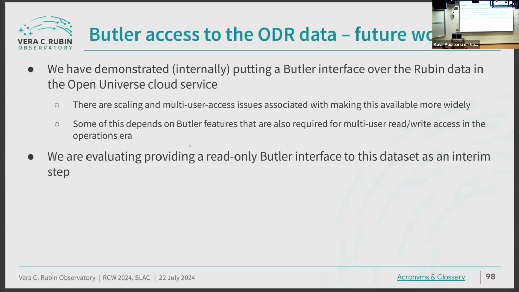And then I just want to make a little advertisement for some future work. Right now, the data are available just through the S3 interface and through HTTPS URLs, because it's in the open data repository. You don't need to use the S3 API. You can use HTTP to get access to the files.